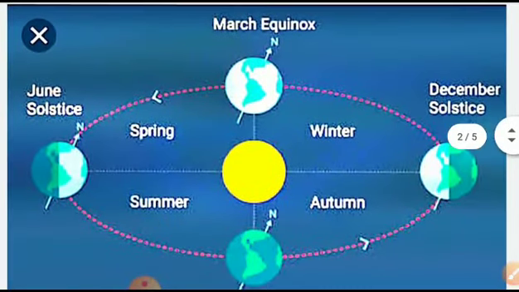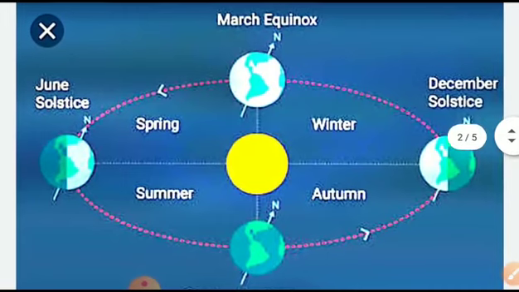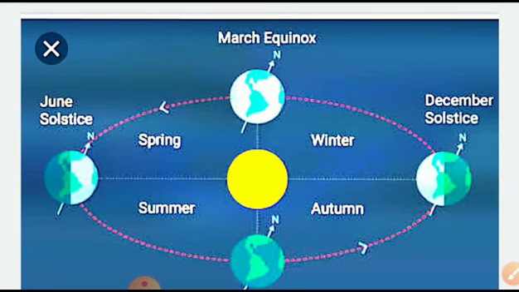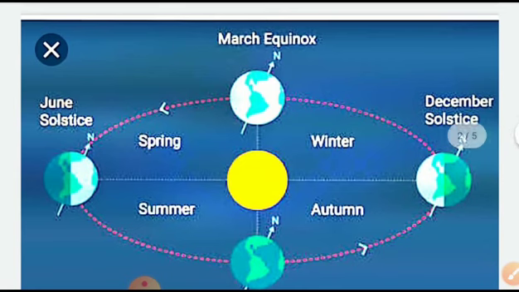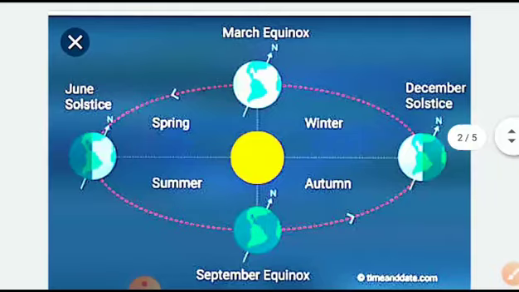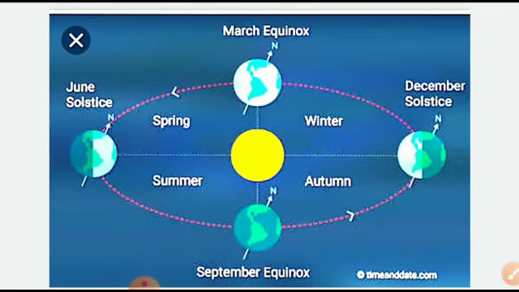Here it is written that there are four seasons: the spring, the winter, the summer, and the autumn. Here it is also written about the June solstice and the December solstice, then the March equinox and the September equinox. Do you know what the June solstice and the December solstice are? First let me clear that up. How does the Earth rotate? Earth rotates on its axis and it revolves around the Sun.